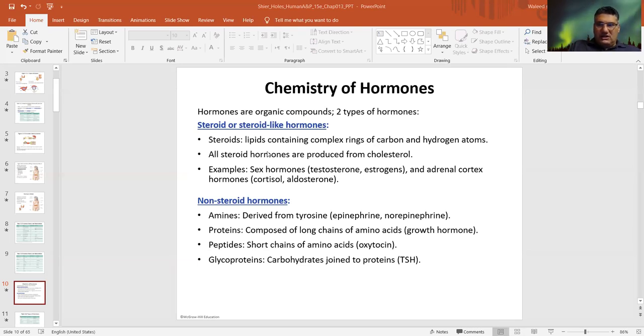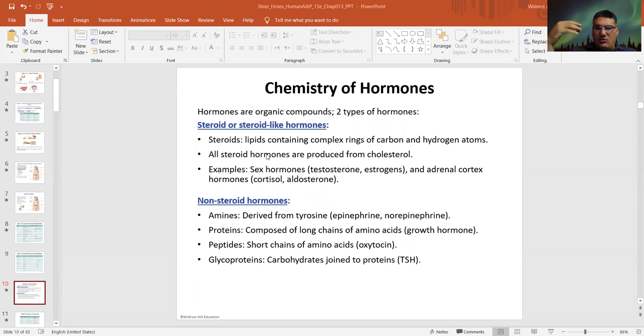So just pay attention to this. Hormones, by nature, can be either steroid hormone, which is lipid, or non-steroid hormone. Steroid is lipid soluble; it contains lipid. The non-steroid does not contain lipid. Why are we doing this?